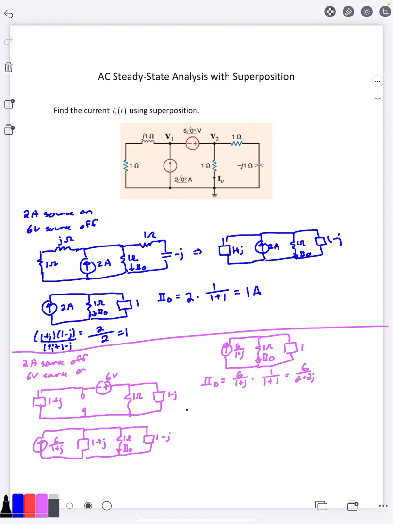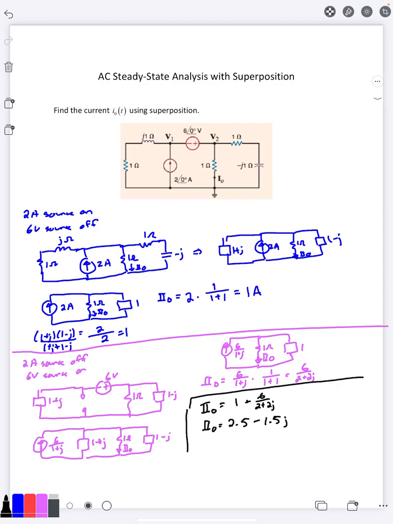This means then, now that we've solved it with both sources, we can find the total response by adding them up. So I would have I0 is the first 1 amp from the original source plus the 6 over 2 plus 2J here. Again, I could try doing the hard work myself and writing it out, or we can just use our calculator. 1 plus 6 divided by 2 plus 2J. And we're going to get 2.5 minus 1.5J.